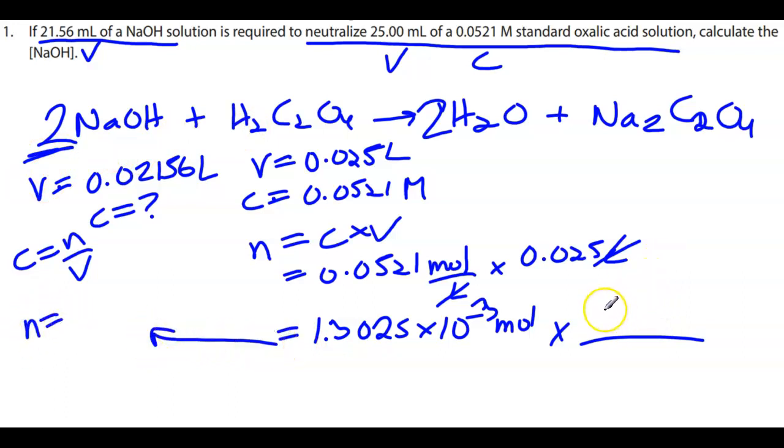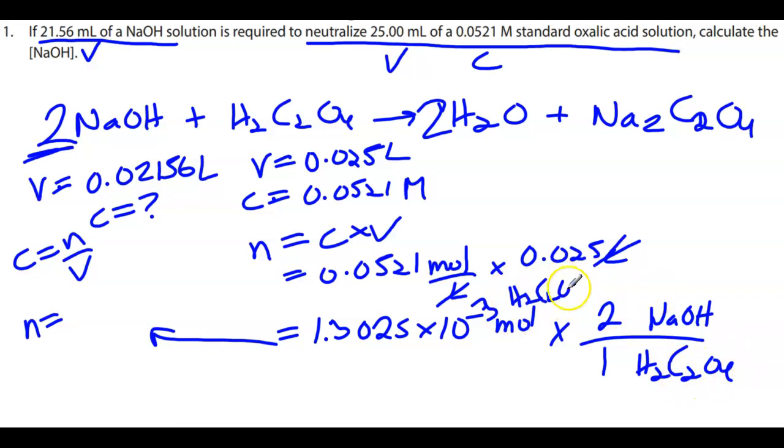But because it is a 2-to-1 ratio of our H2C2O4, right? So remember, this is moles of H2C2O4, so that cancels. So essentially, this mole value is going to be double. So looking over here on this side, this is going to be 2.605 times 10 to the negative 3 moles.